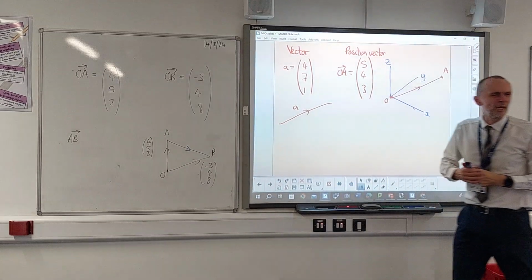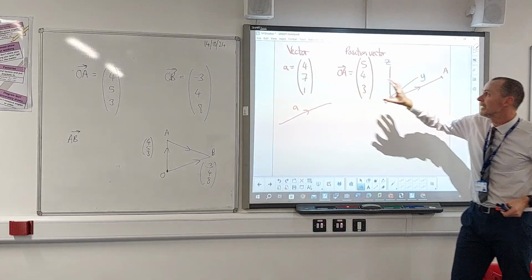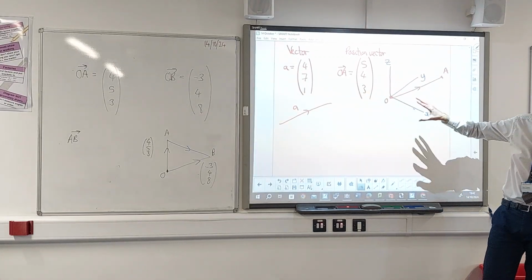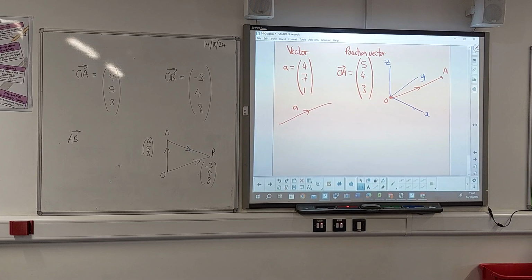I guess I should say in the beginning, this is just a vector which isn't fixed in space. This is a position vector which is fixed in space and specifically is anchored at the origin. These two are 2 position vectors, therefore. AB will be a position vector, which is how we get from A to B.